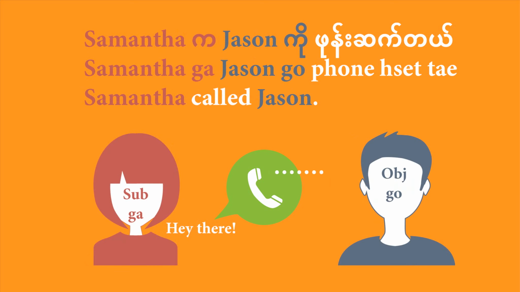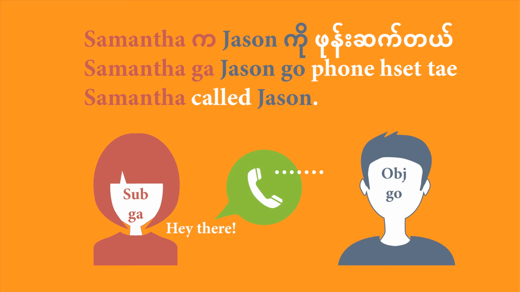If it were the reverse, you say Samantha ga Jason go phone hset. Samantha ga Jason go phone hset. Speaking quickly, it will be Samantha a Jason o phone hset. Samantha a Jason o phone hset.